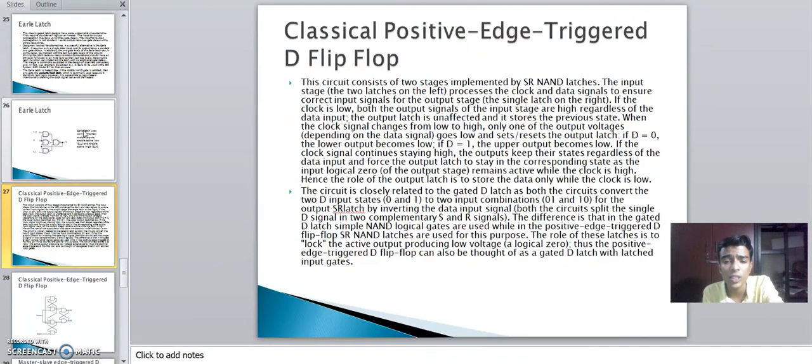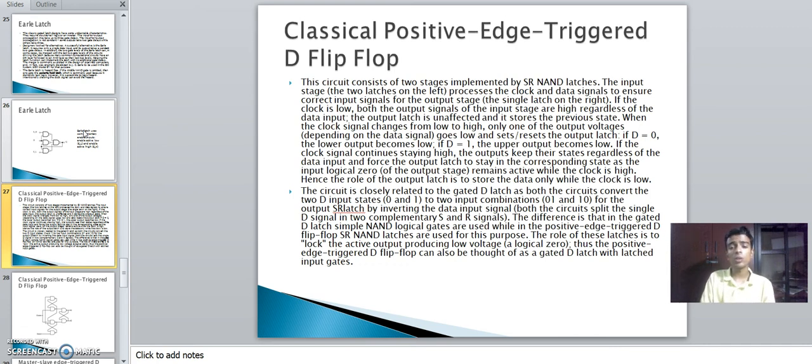When the clock signal changes from low to high, only one of the output voltages, depending on the data signal, goes low and resets the output latch. If D equals 0, the lower output becomes low. If D equals 1, the upper output becomes low. If the clock signal continues staying high, the outputs keep their states regardless of the data input and force the output latch to stay in the corresponding state, as the input logical 0 of the output stage remains active while the clock is high. Hence, the role of the output latch is to store the data while the clock is low.